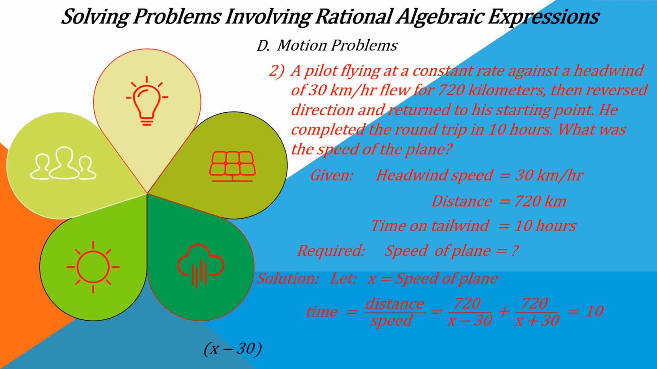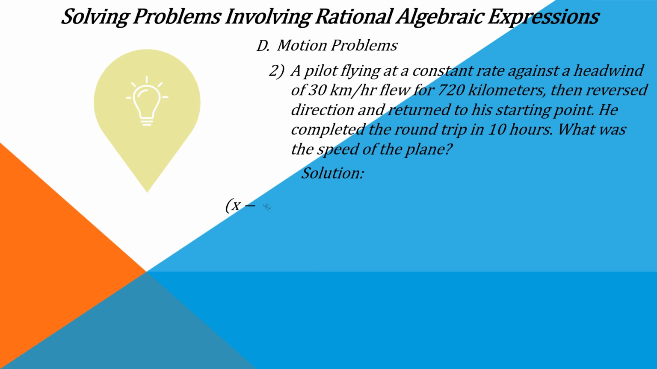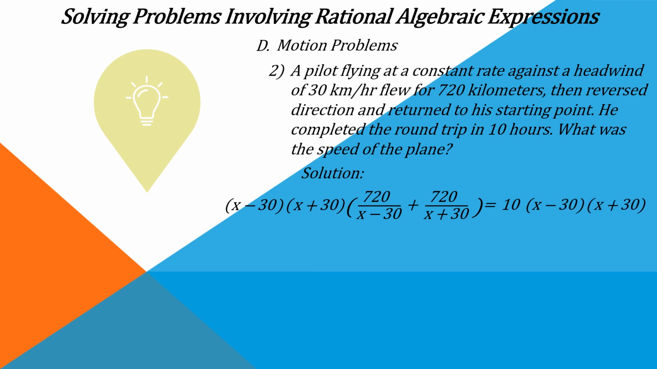Let us take the least common denominator, which is x minus 30 multiplied by x plus 30. Multiplying, 720 over x minus 30 plus 720 over x plus 30 equal to 10 multiplied by x minus 30 multiplied by x plus 30. Rewriting the equation, x minus 30 multiplied by x plus 30 multiplied by 720 over x minus 30 plus 720 over x plus 30 equal to 10 multiplied by x minus 30 multiplied by x plus 30.